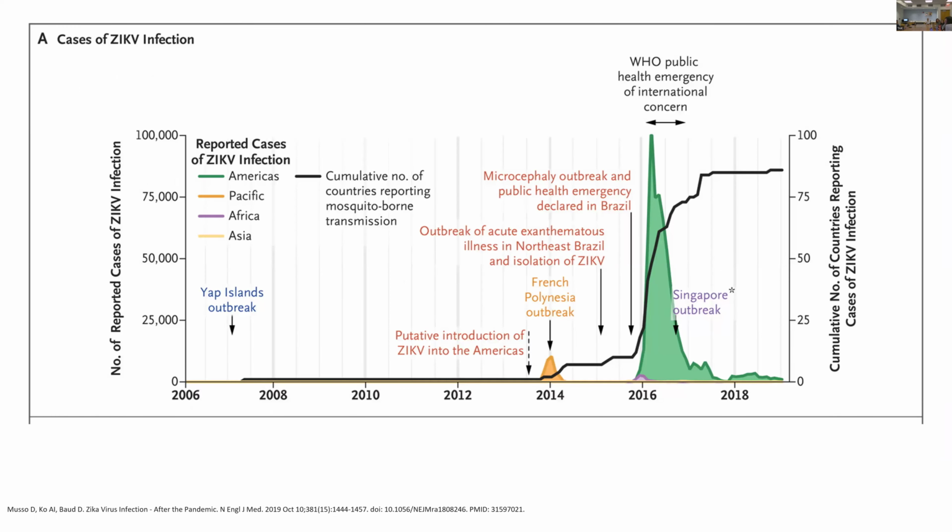And here's just another way of looking at it, where we really don't see much about Zika until that first identification in 2007 in the Yap Islands. Then we see an outbreak in French Polynesia in 2014. And then we see a huge spike and a lot of interest from the WHO, CDC, and the international community in 2015, 2016, when the outbreak happens in Brazil.